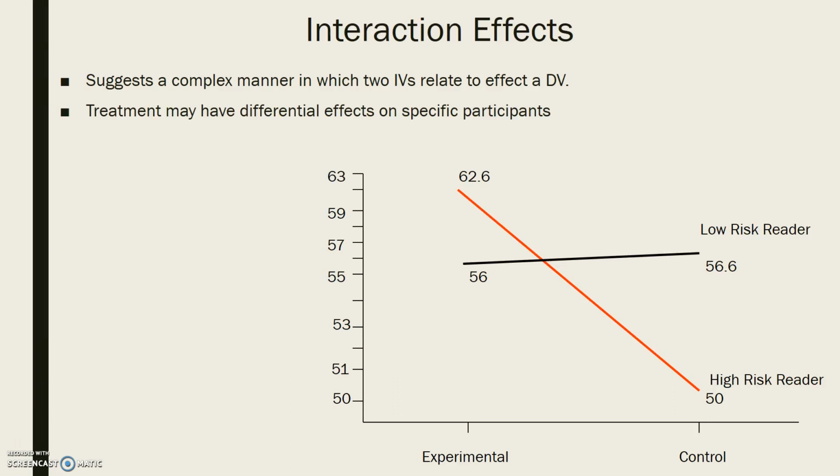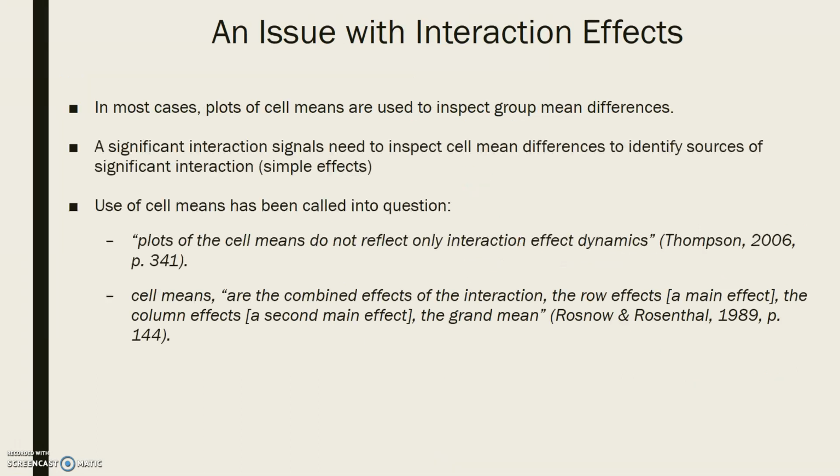If we were to find a significant main effect for either factor A or B, combined with a significant interaction, we would need to go in and do a follow-up post hoc analysis. Generally we use plots of the cell means to inspect the group mean differences. Whenever we find a significant interaction, we need to do the follow-up post hoc analysis and understand the sources of the significant interaction. Within interactions, we call this the simple effects. However, the use of cell means to make decisions around interaction effects has been called into question by many people.